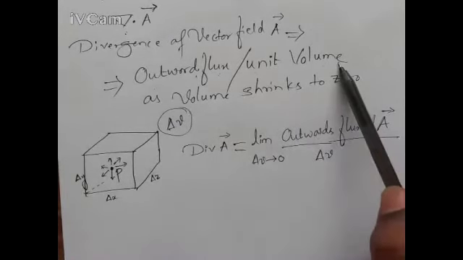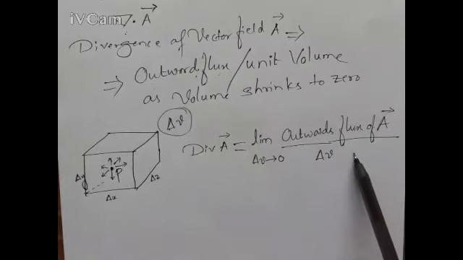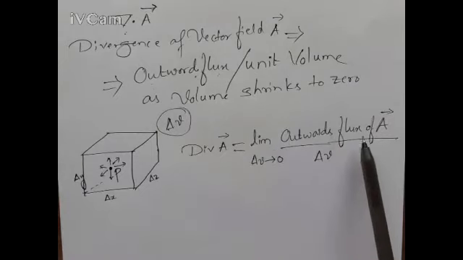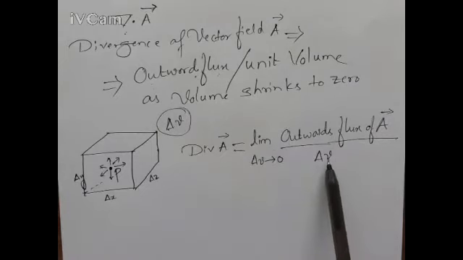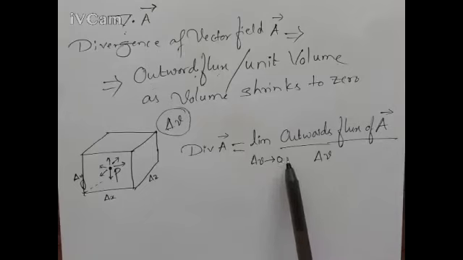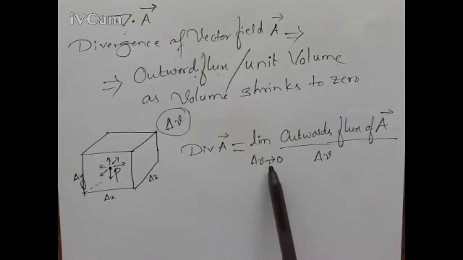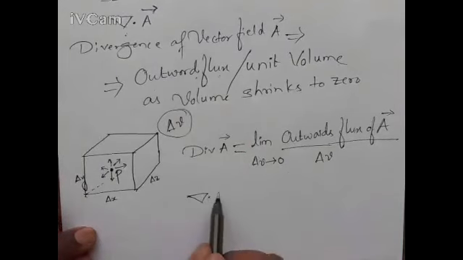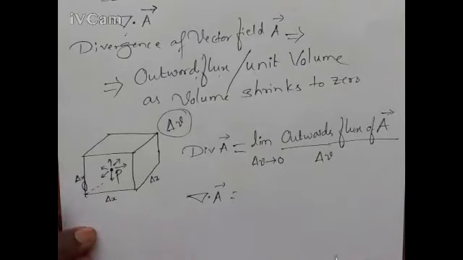The same sentence I have converted into a mathematical equation. The divergence of A is given as the limit of the outward flux of A divided by delta V, that means per unit volume, as the volume is shrinking to zero. Limit meaning is, if it is shrinking, then delta V is tending to zero. So this is the definition, and we can write the divergence like this: del dot A of a vector field A.